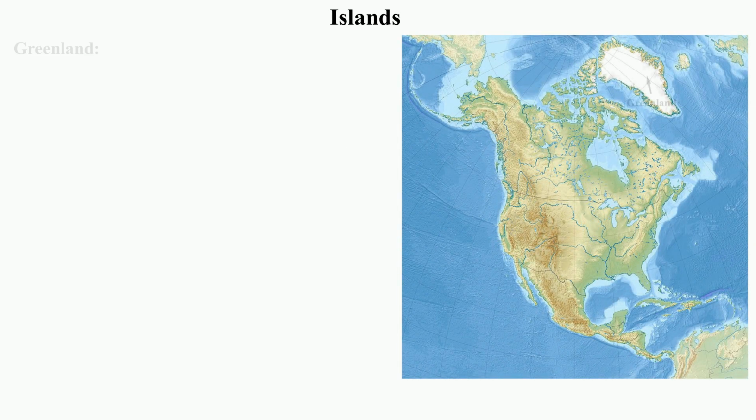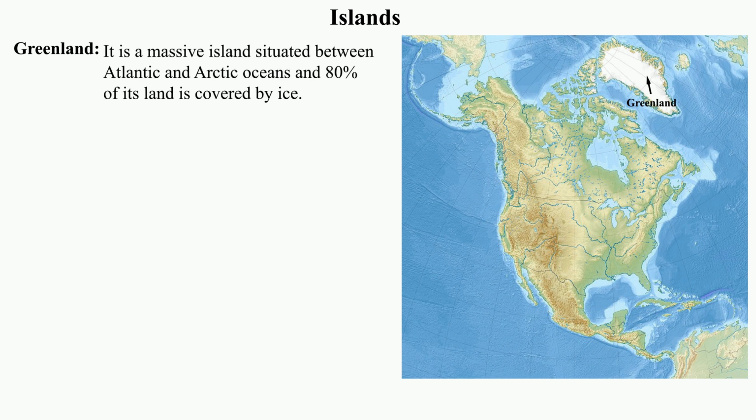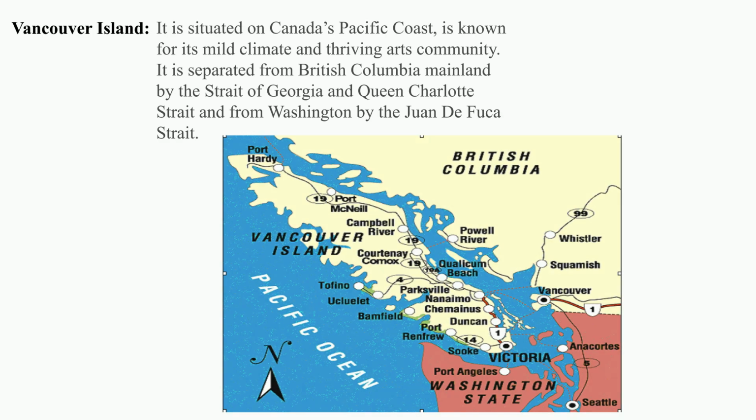Islands of North America. First one is Greenland. Greenland is a massive island situated between the Atlantic and Arctic Oceans, and 80% of its land is covered by ice. And do remember, it is the largest island in the world in terms of area. Vancouver Island is situated on Canada's Pacific coast and is known for its mild climate and thriving arts community. It is separated from the British Columbia mainland by the Strait of Georgia and Queen Charlotte Strait, and from Washington by the Juan de Fuca Strait.